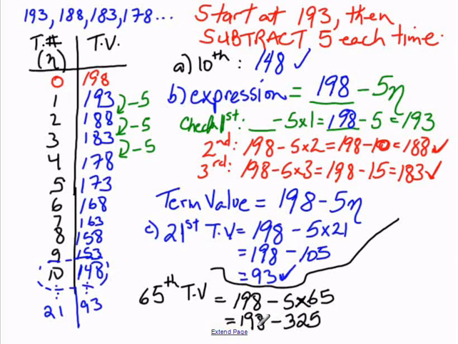So again, here we are in a case where I know I've gotten far enough into my pattern that the numbers are going to be negative. Because I have 198 to start with, that's my initial value in my expression, and I'm taking away more than that. I'm taking away 325. So I want to be careful that I don't make the mistake and think that this is going to be a positive number, because it's clearly going to be negative. I'm taking away more than I have. 198 take away 325 gives me negative 127.